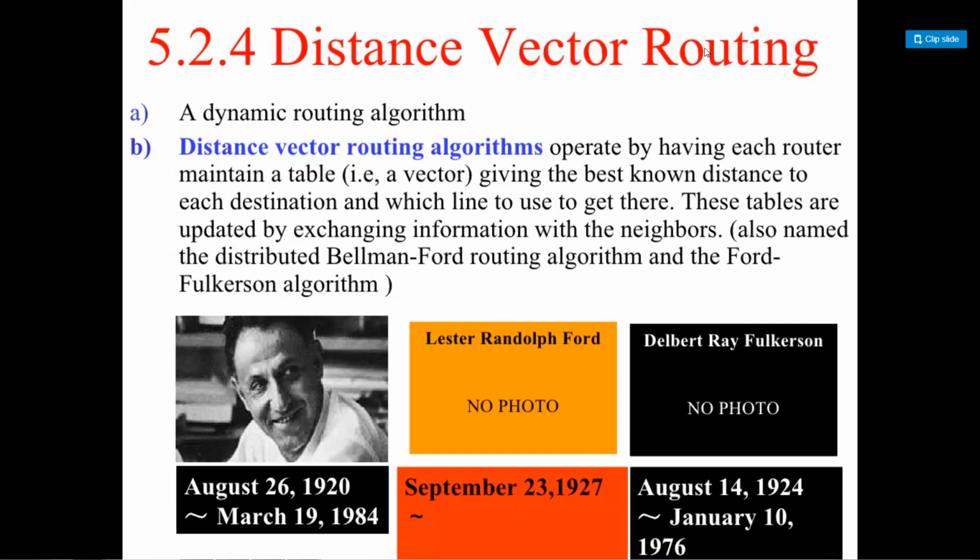This algorithm is also known as the Ford-Fulkerson routing algorithm. In this algorithm, each router will maintain a routing table in order to give the best known path to each destination, and which line to use to go there. These tables exchange information with the neighbors.